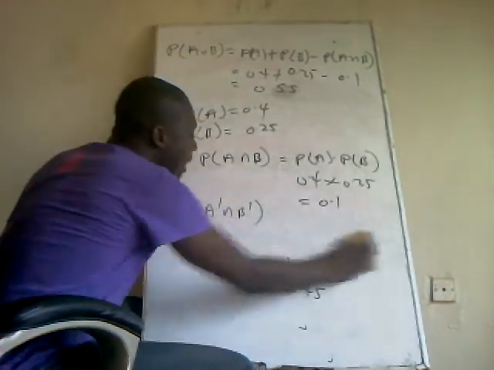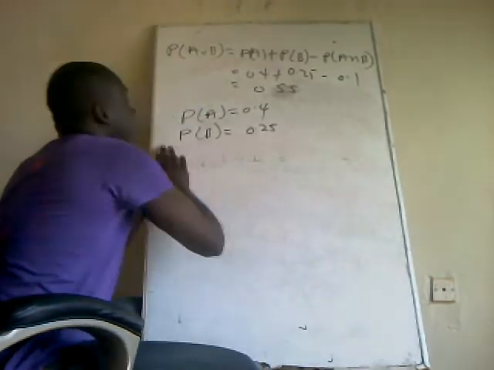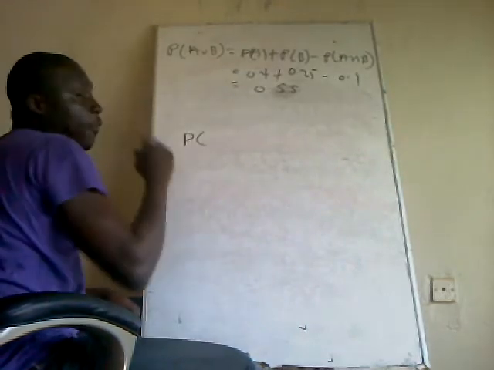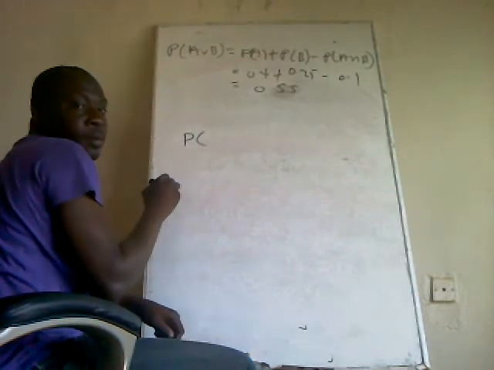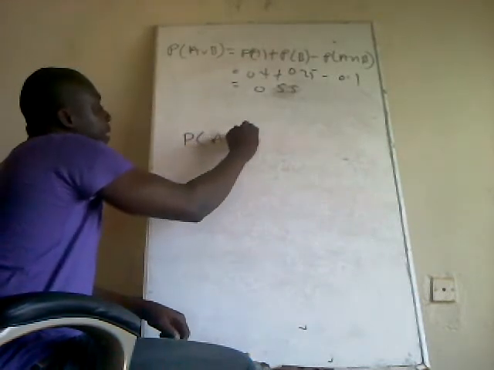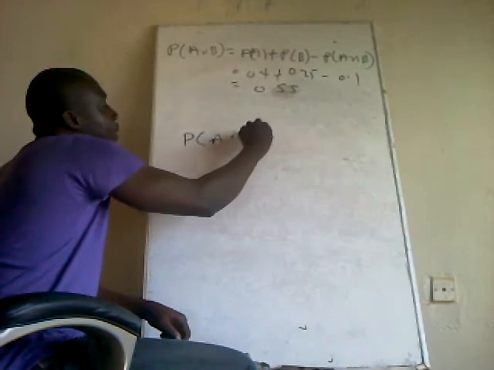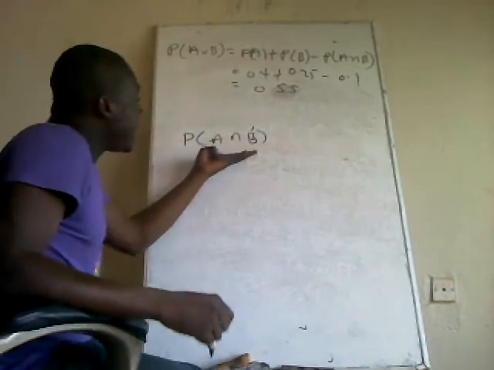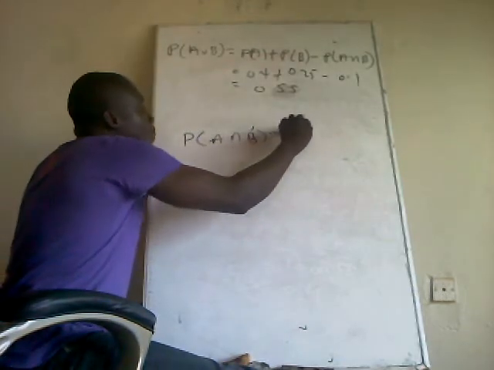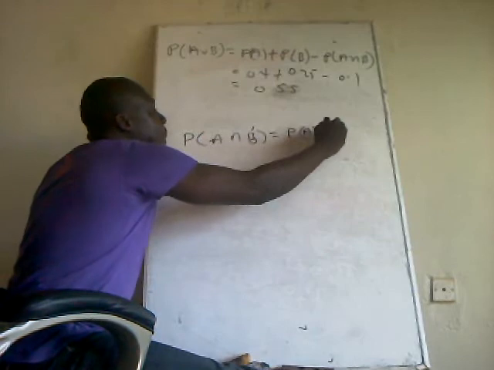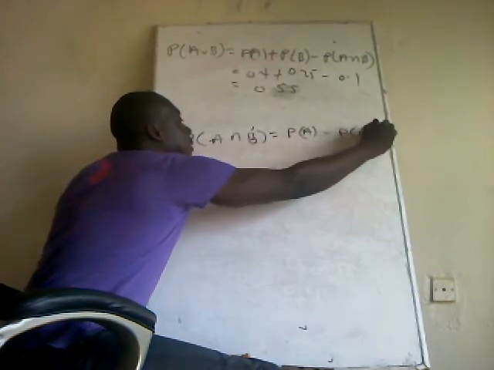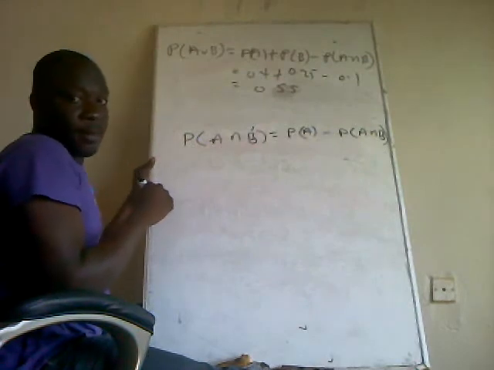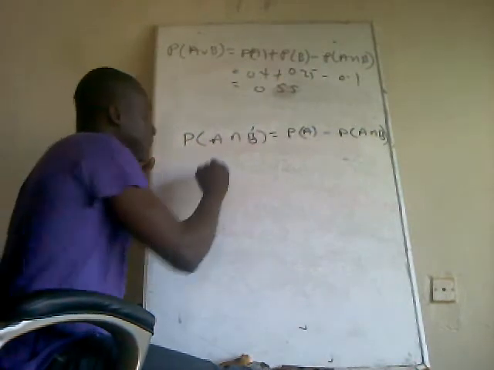Next, we are supposed to find P of A intersection B prime. That is A only. Right? Now, A intersection B prime is equal to P of A minus P of A intersection B. You understand? P of A minus A intersection B.